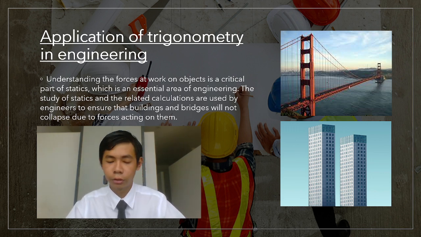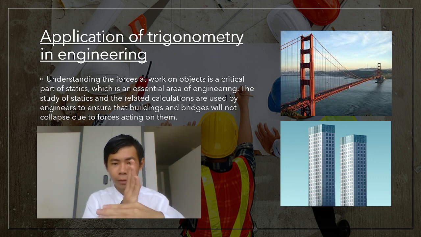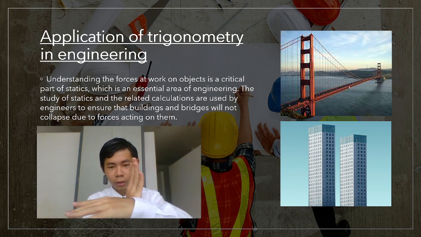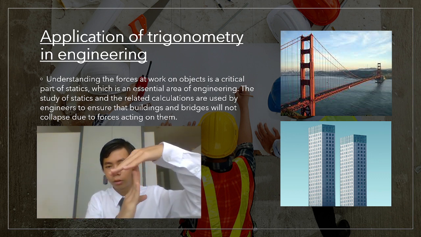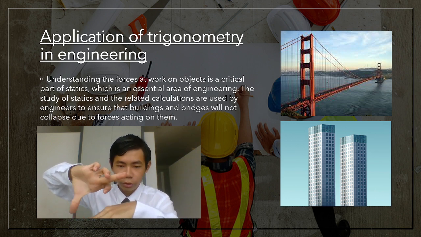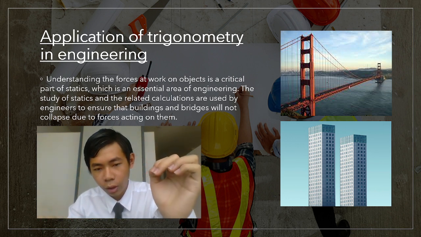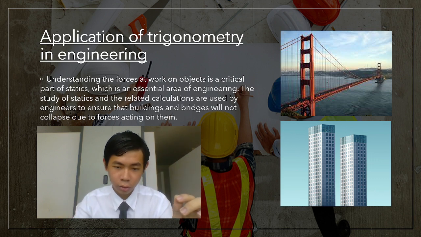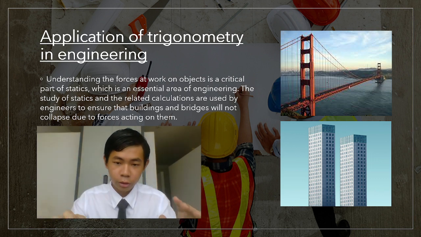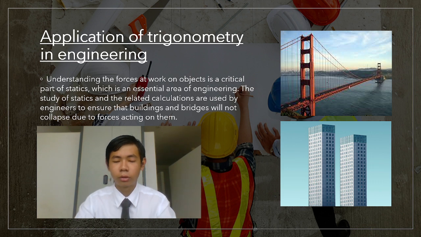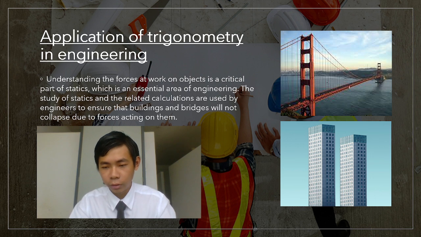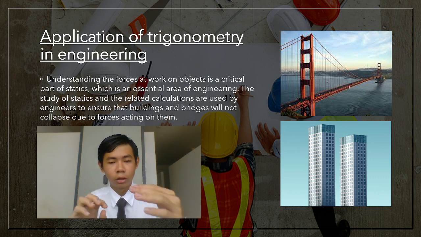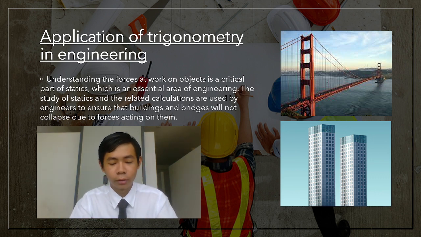For example, a bridge. You can see this is a rebar, right? And this is the bridge, right? They also have to measure the cable from the top here to the bridge there, to measure the length of it, so they will know how long the cable needs to be to hold the bridge and avoid the collapse due to the forces acting on them. So this is a very good example of trigonometry used in the civil engineering platform.